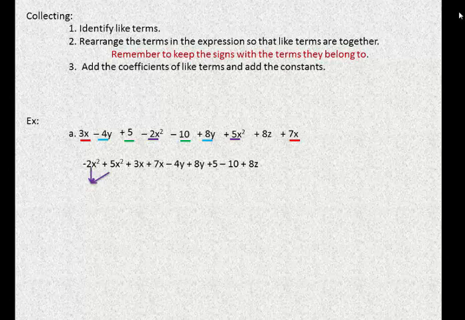So negative 2x squared and 5x squared, negative 2 plus 5 gives me 3x squared. 3x and 7x, 3 plus 7 gives me 10x. Negative 4y and 8y, negative 4 plus 8 gives me 4y. The 8z is just by itself. And then I have 5 minus 10, or 5 plus negative 10, and that gives me a negative 5.